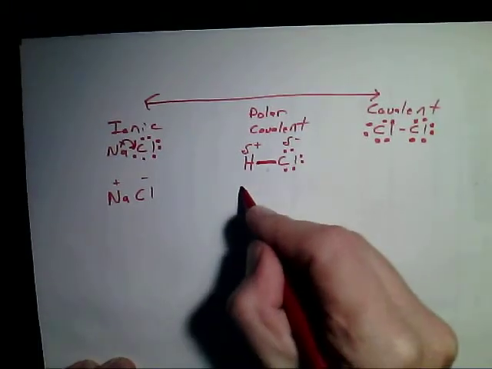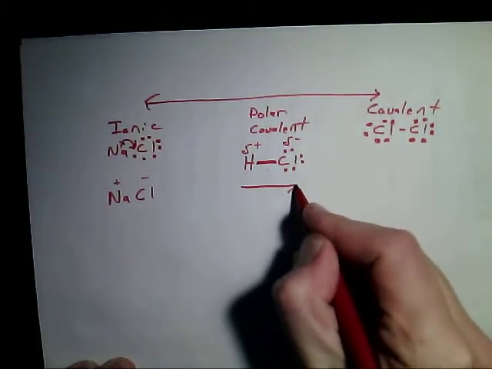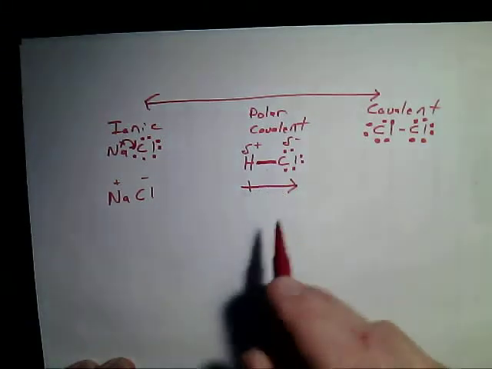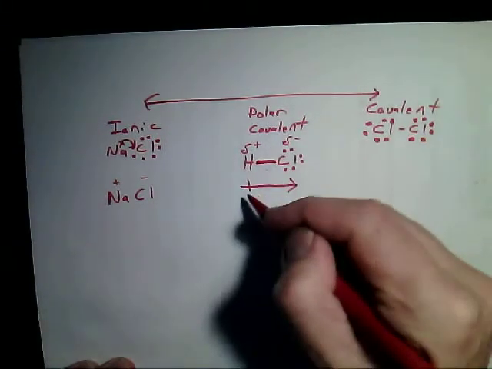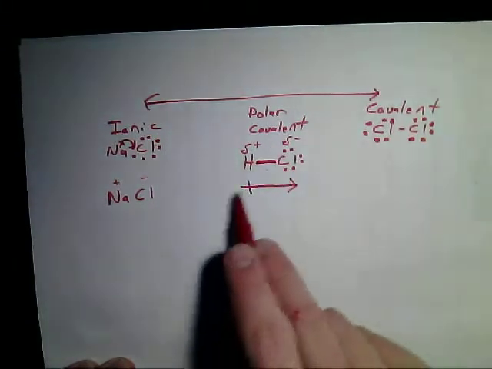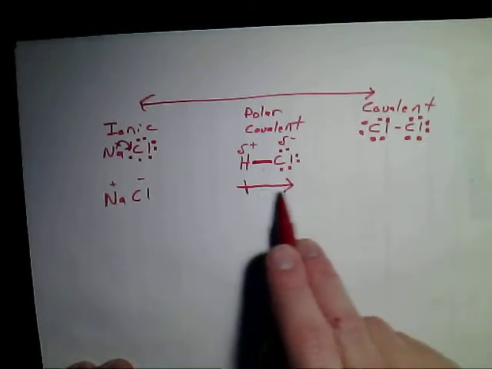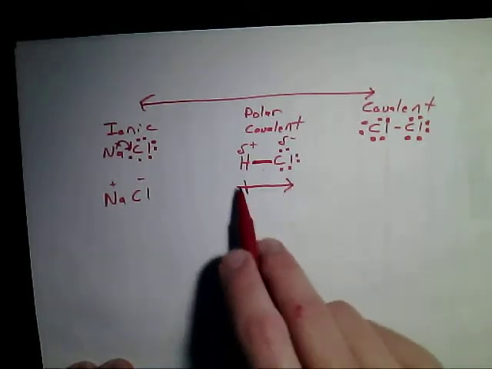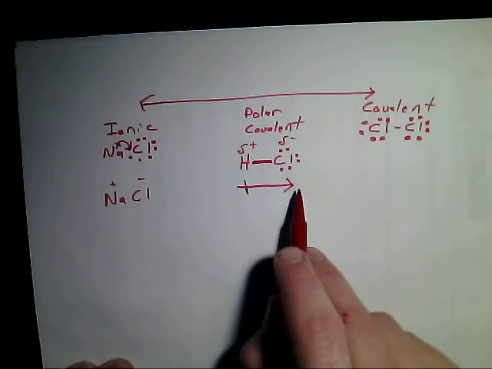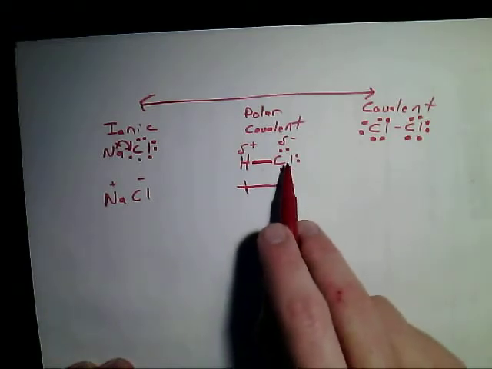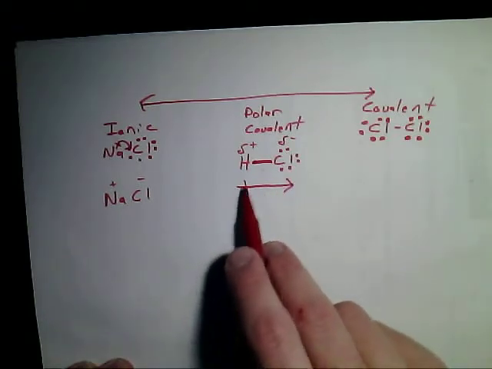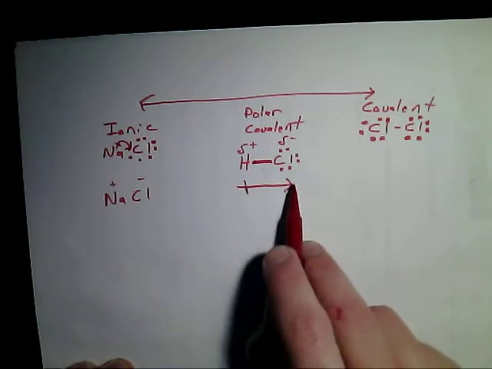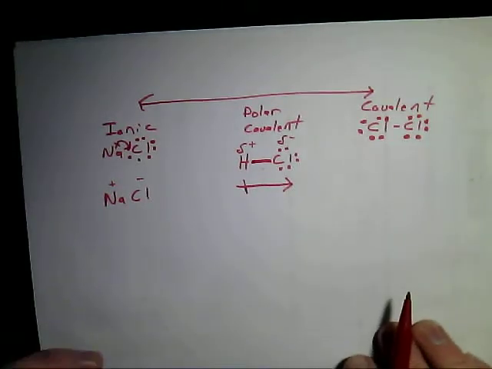Another way to indicate that same thing is to draw a little arrow like this. And it's no coincidence that this side of the arrow looks a bit like a plus sign. We draw an arrow pointing towards chlorine. It's always going to point towards the more electronegative element. Chlorine is one of the more electronegative elements. So this side ends up being partially positive, looks like a little plus. That side ends up being partially negative.